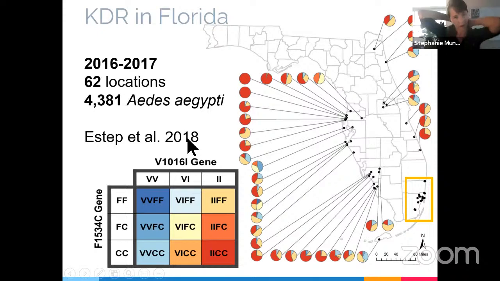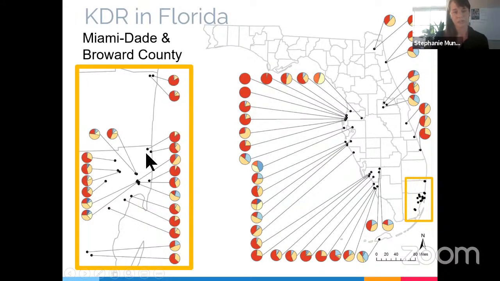Looking at KDR in Florida, this was data that was collected between 2016 to 2017 at 62 locations across the state. And just at a glance, you can see that there is an alarming amount of red. Again, that's that highly resistant strain. When you dive down even further, you can see that there's a lot of variation across space. For example, looking at Miami-Dade County, there are sites where more than 75% of the mosquitoes were that highly resistant strain, but there are also sites just a few kilometers away that are only 25%.